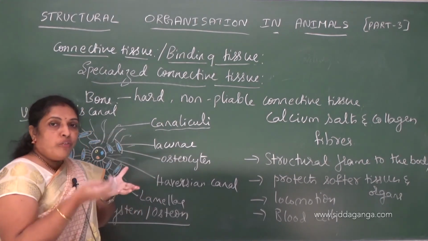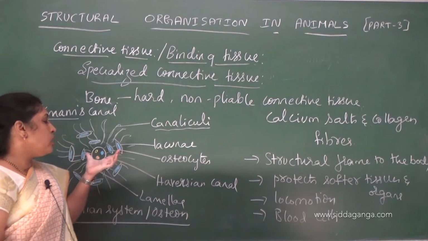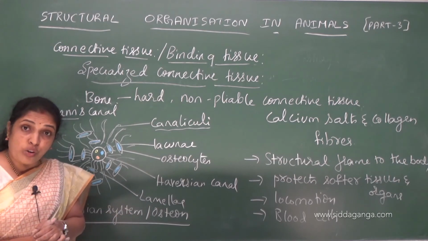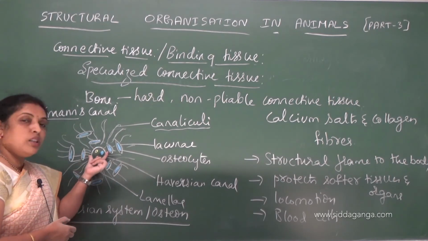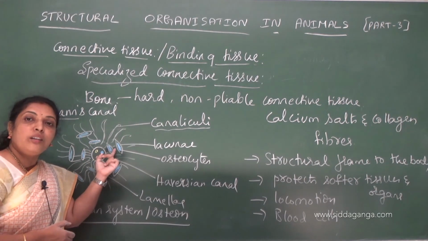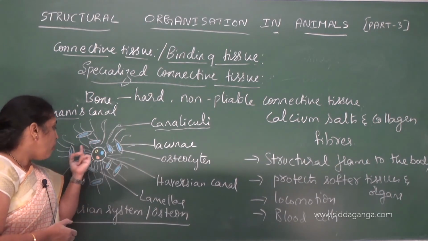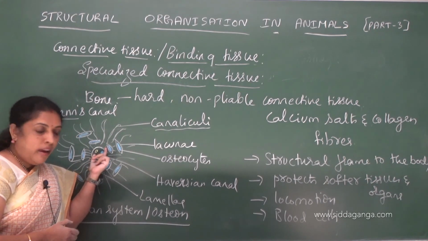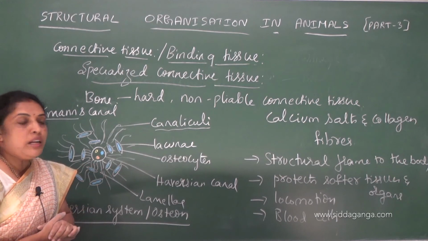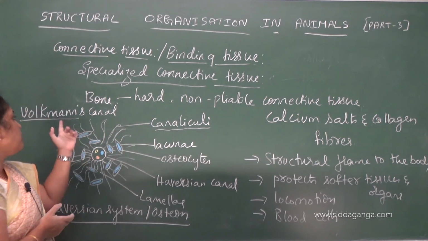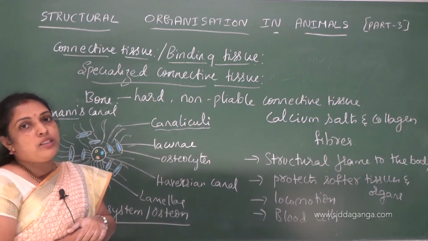So when we take a section of that bone, we see a structural and functional unit of bone called the Haversian system or osteon. Inside that we see the Haversian canal surrounded by lacunae. Inside that we see osteocytes. One concentric layer of lacunae is called lamellae, and each lamella is interlinked with canaliculi. 2 or 3 Haversian systems are interlinked with Volkmann's canal.